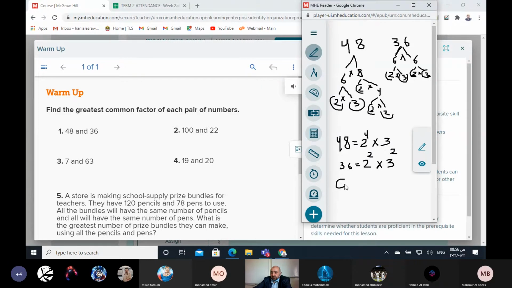Now GCF means the common factors in the low exponent. The common here, as you see, we have 2 exponent 4 and 2 exponent 2. Take the low exponent. 2 exponent 2 means 2 times 2 means 4. And here we have 3 and 3 exponent 2. Take the low exponent, so take 3. So 4 times 3 will be 12. Okay, so the answer here will be 12.